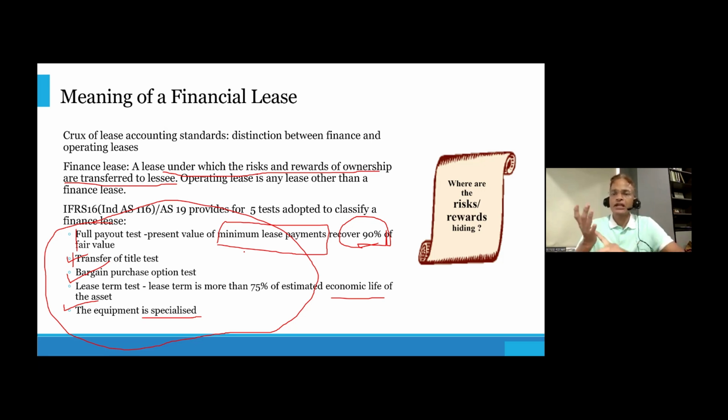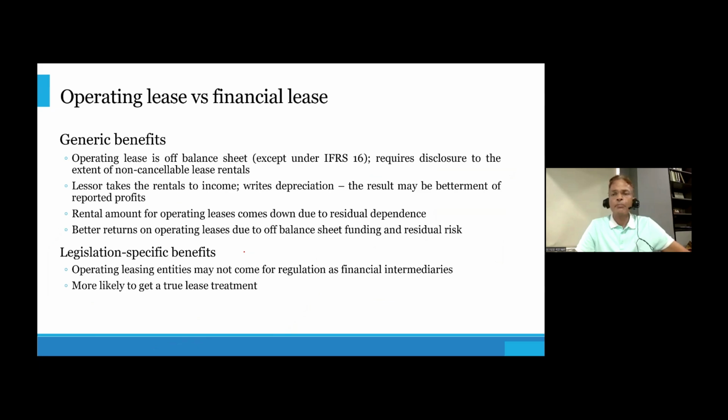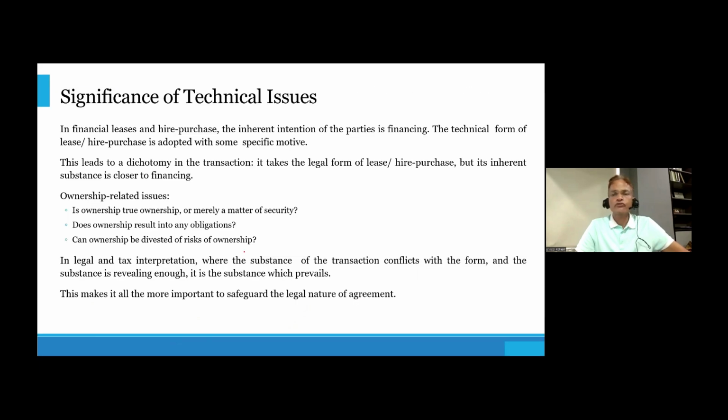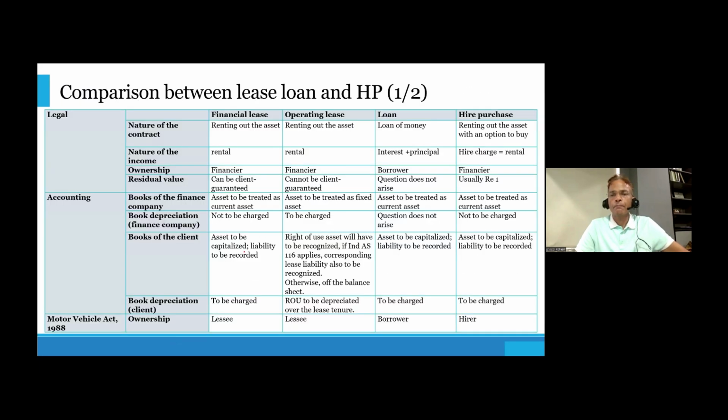So we understand what a financial lease is, we understand what an operating lease is, we understand what hire purchase is, and we anyway understand what a loan transaction is. Therefore, it's time for us to quickly wrap up our understanding of each of these four forms of contract, and understand the overall difference between these four, which will then assist us to go back and discuss the various intricacies of these four products from different perspectives.